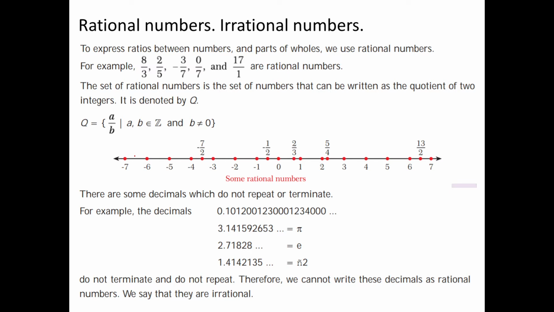For example, some rational numbers are -7/2, -1/2, 2/3, 5/4, or 13/2. There are some decimals which do not repeat or terminate, for example pi or e or square root of 2. They are not terminating and do not repeat. Therefore, we can't write these decimals as rational numbers. We say that they are irrational.